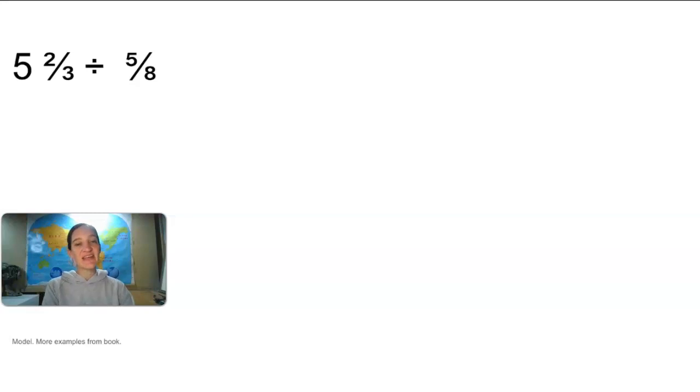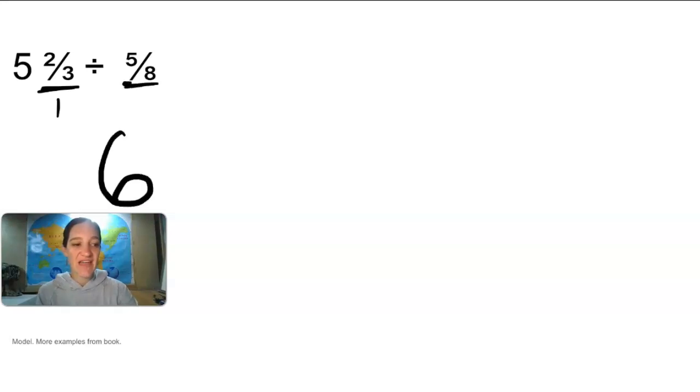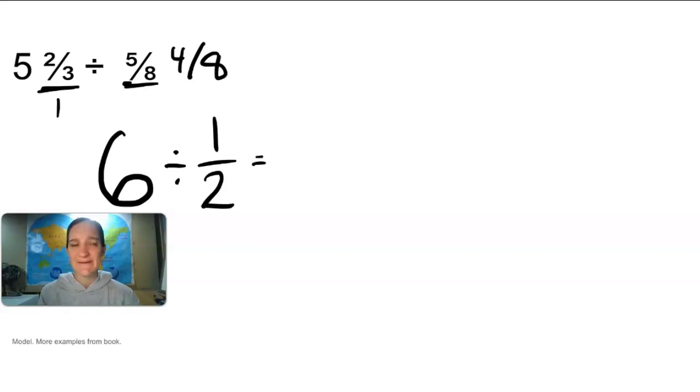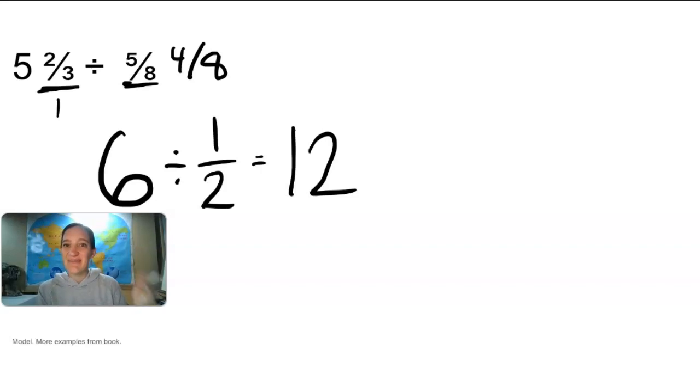All right, so let me give you some more examples now in our notes, just some practice of making this math easy. 2/3 is very close to 1, isn't it? So let's change this to 6. And then 5/8, well, 4/8 is half, isn't it? So let's change that to half. Now 6 divided by a half. How could we do that? Well, think of having 6 cookies and cutting them all in half. How many pieces are you going to have? Well, you're going to have 12 pieces, aren't you? Because you're cutting them in half.